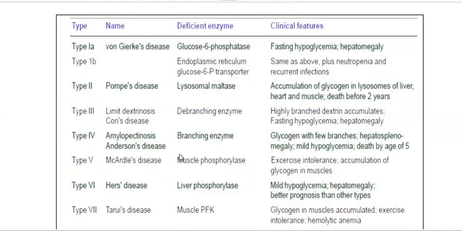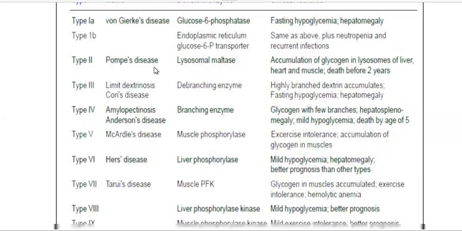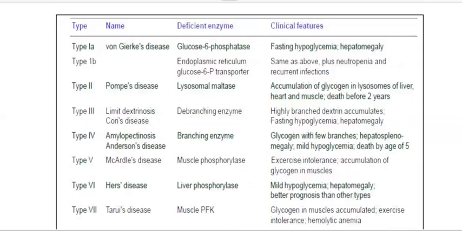Glycogen storage disease type 1A, Von Gierke's disease. The deficient enzyme is glucose 6 phosphatase. Clinical features: fasting hypoglycemia and hepatomegaly.